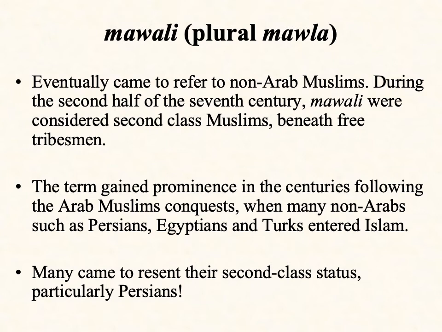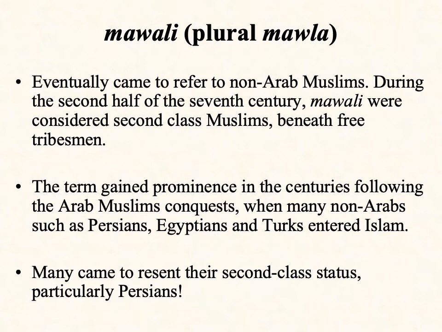And so early on, if you were a non-Arab and you wanted to convert to Islam, they had this whole process that you first had to become what you might call an honorary Arab, a client of an Arab tribe. The term they use for these clients, the plural would be Mawla, the singular Mawali. And so eventually you then would become a Muslim, but for a while they really treated non-Arab Muslims almost as second-class citizens, somehow being beneath free tribesmen.